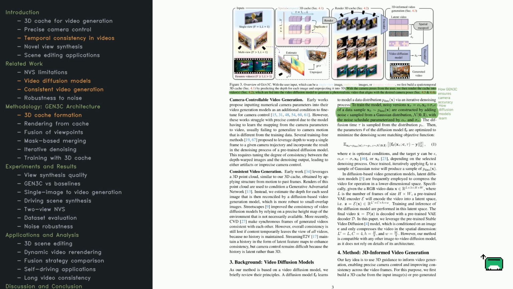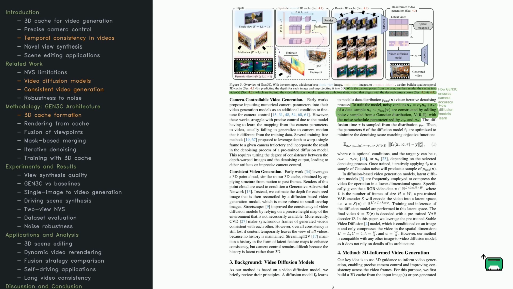GEN3C does something different. It uses 3D guidance. First, it builds a 3D cache from your input images or previous video frames. This cache holds depth and spatial details. When it's time to generate a new frame, the model re-renders the cache from the user's chosen viewpoint. No more guessing. Figure 3 here shows how it all fits together. The input can be just one image, multiple images, or even a dynamic video. GEN3C estimates depth, creates a spatio-temporal 3D cache, and re-renders this cache from new angles based on camera instructions. After that, a video diffusion model refines these re-rendered frames into realistic outputs.